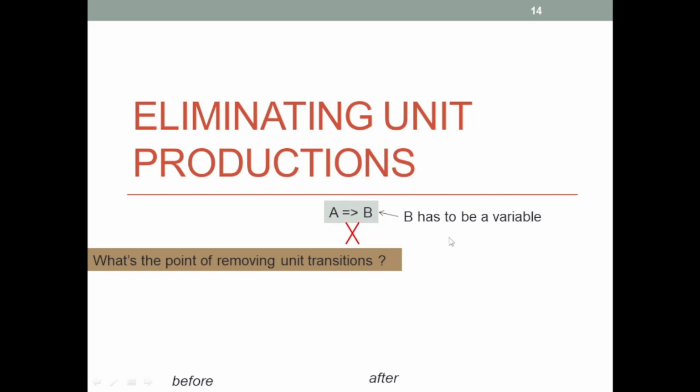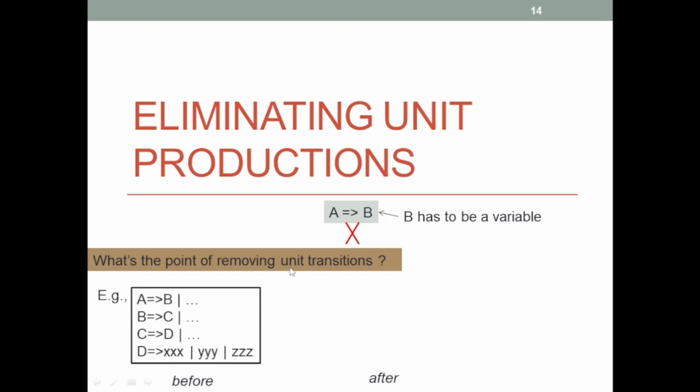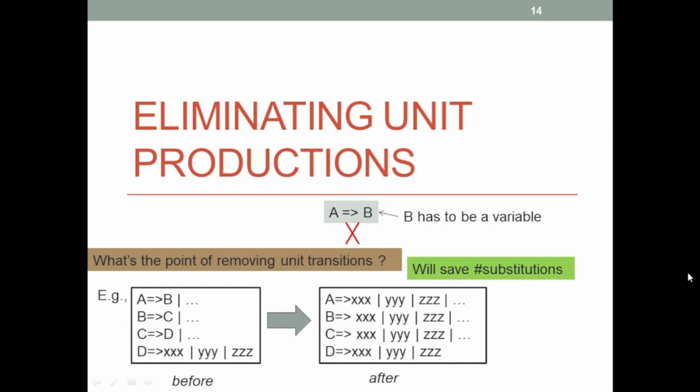Okay, how can we identify the unit production? Both should be variables. From the left hand side and from the right hand side there should be a variable. What's the point of removing unit production? So you can see here, this is the example before conversion, and after conversion you can see that there are many substitutions.